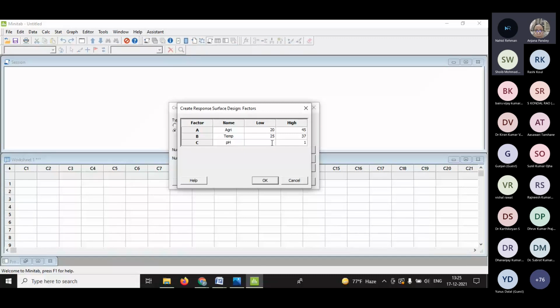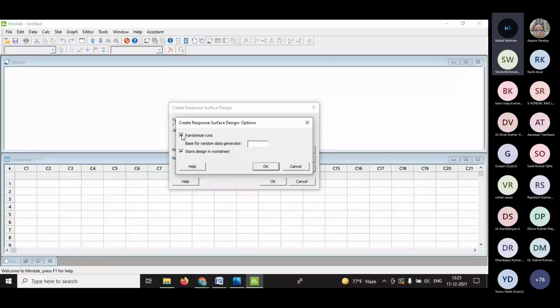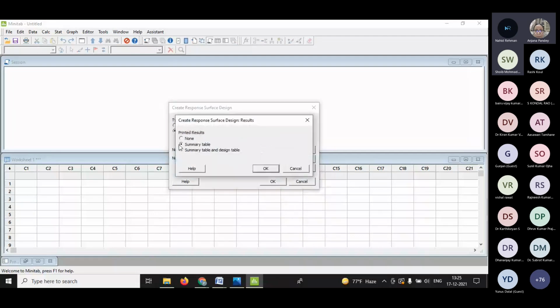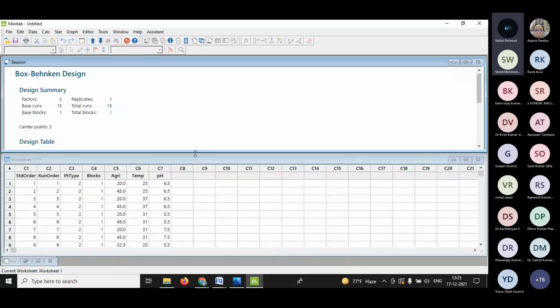Okay, she's filling the low level of pH, now the high level of pH. Then you click the OK, click OK, then display, and then summary analysis.